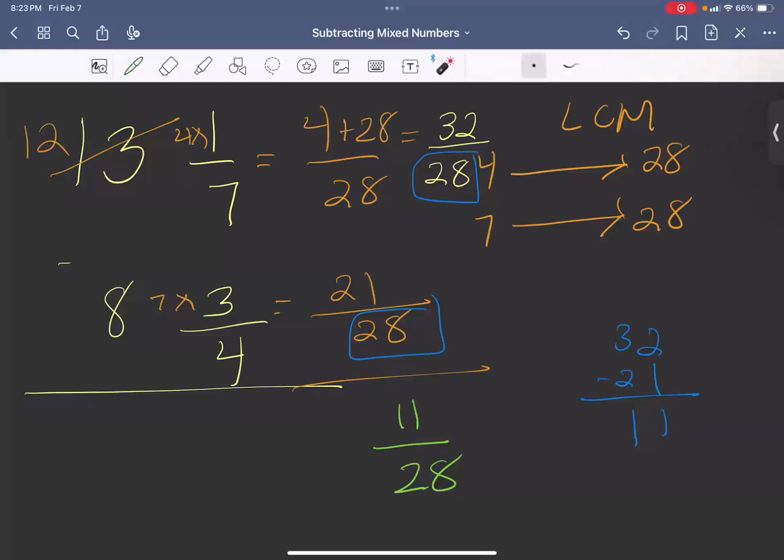Now we have to subtract the whole number, 12 whole numbers. 12 minus 8 is 4. So 11 over 28 cannot be reduced because 11 and 28 do not have any common factors. So our final answer is 4 and 11 over 28. That's our lesson for today. Good luck.